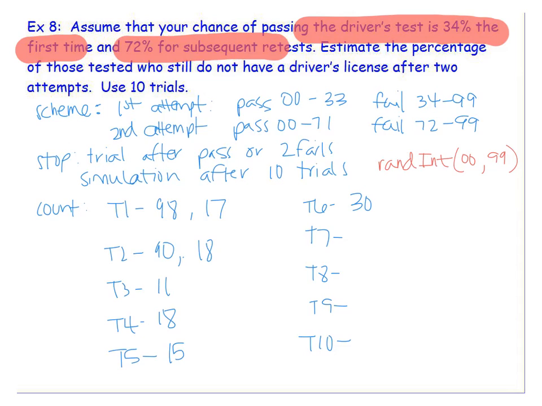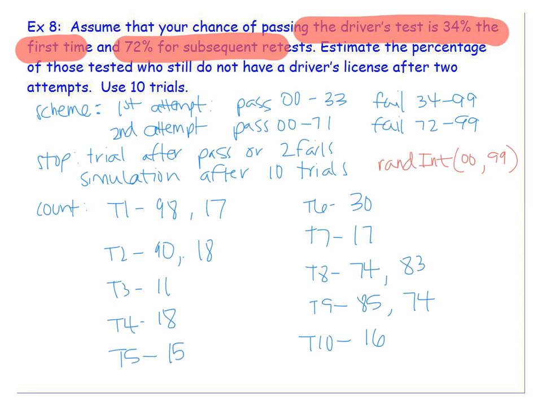30, that's a pass, I'm done. 17, that's also a pass, I'm done. 74, that's a fail. Hit enter again, I got an 83, done. 85, check, that's a fail. Hit enter again, I get 74, we're done. And finally 16, which is a pass.